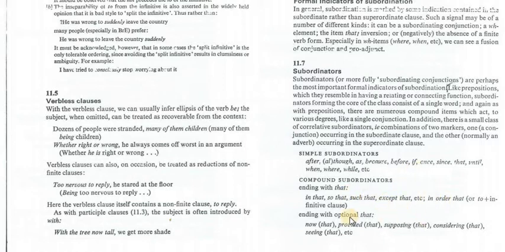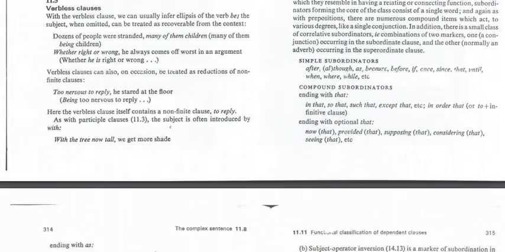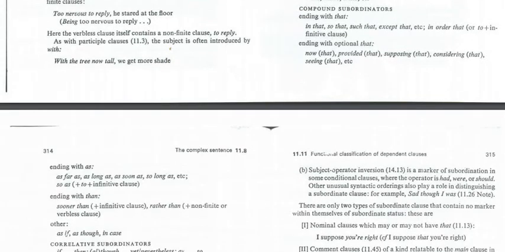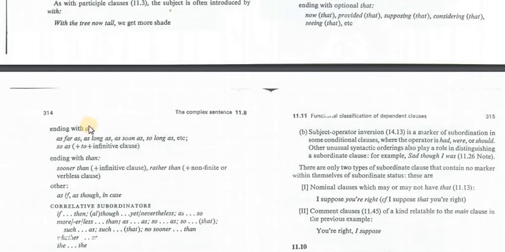إن شاء الله each of these subordinators we will face in the next topics when we are going to deal with the types of clauses. Now, what else? I have other examples of simple compound subordinators، الروابط المزدوجة، ending with as: as far as, as long as, as soon as, so long as, so as. طبعا كلها تأخذ بعدها to plus infinitive clause. Sorry, so as تأخذ بعدها to plus infinitive clause.